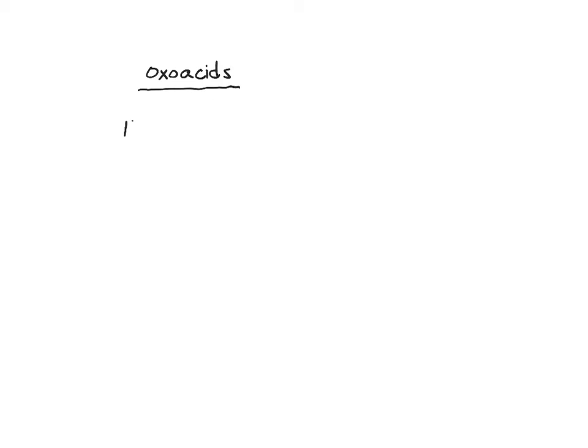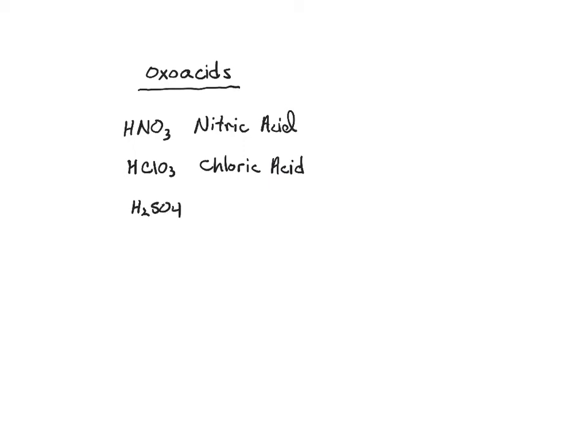So, for example, we could have HNO3, which is known as nitric acid. We can have HClO3, which is chloric acid, not to be confused with hydrochloric acid. Hydrochloric acid does not have the oxygens. We can have H2SO4, which is sulfuric acid. We can have H3PO4, which is known as phosphoric acid.